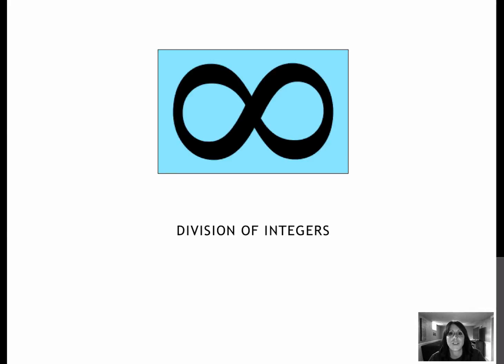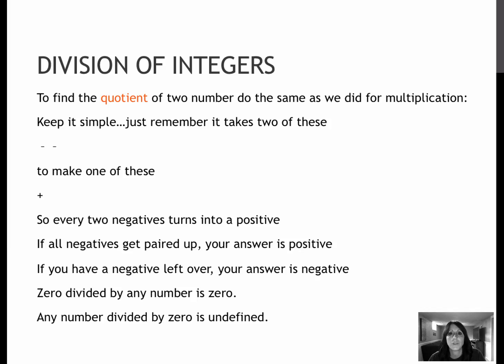This lesson is on dividing integers. And remember, the division of integers, or when we're finding the quotient of two integers, we're going to use the exact same rules that every two negatives make a positive. A couple of different things here though. This is kind of new.